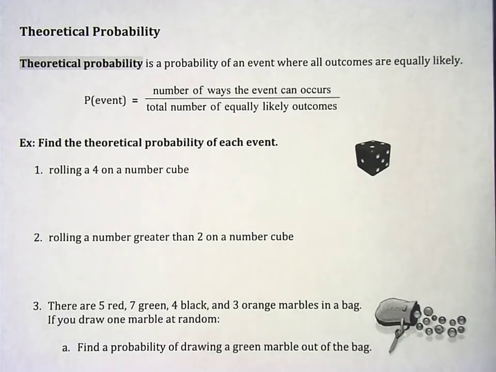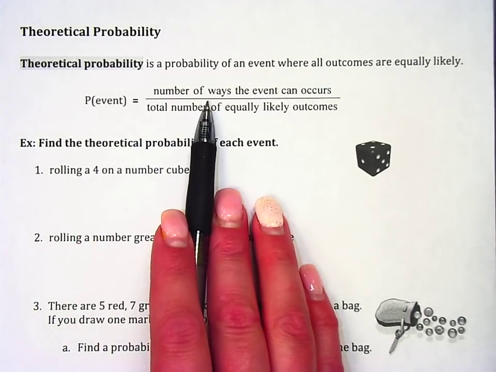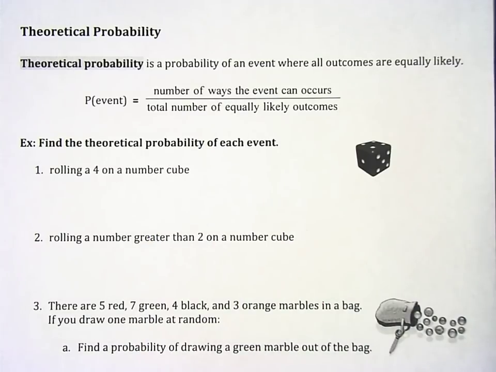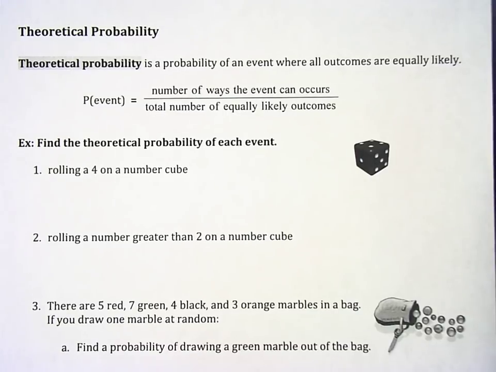This is the notes for 2.1 theoretical probability. Our definition says that the probability of the event is the number of ways the event can occur divided by the total number of equally likely outcomes. Okay, so you'll notice this is the same as experimental. So if you're reading this and thinking, I've seen this before, it's because you have.